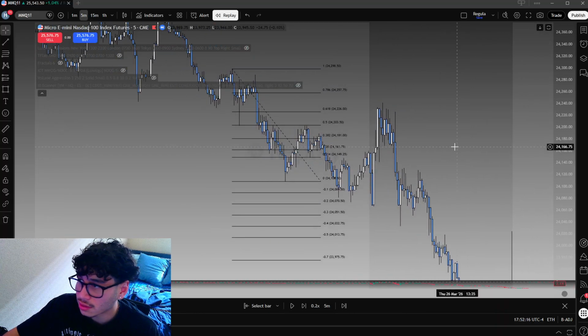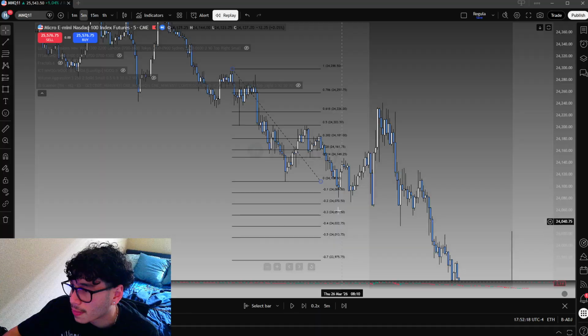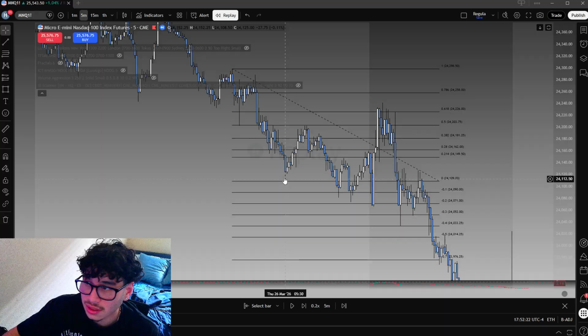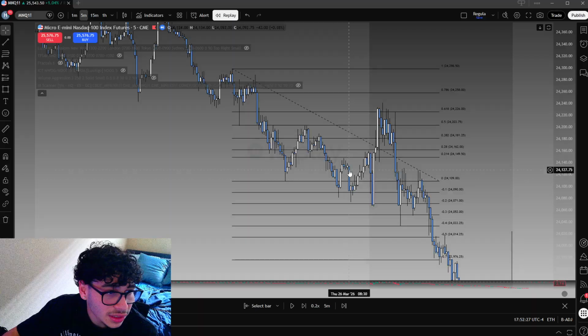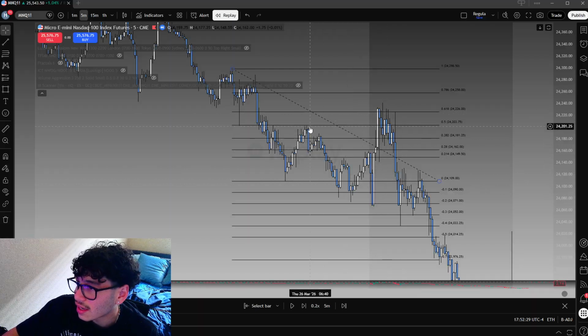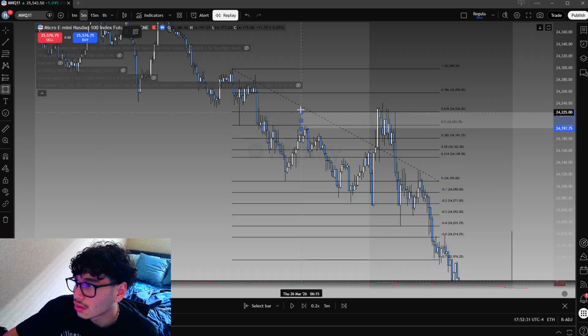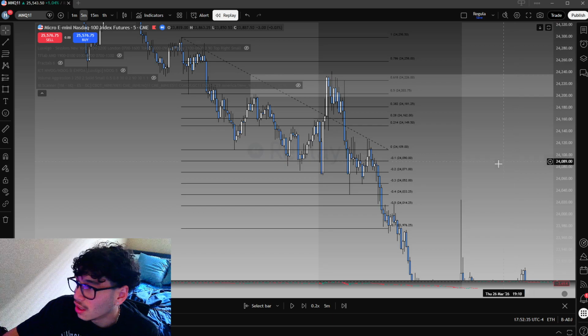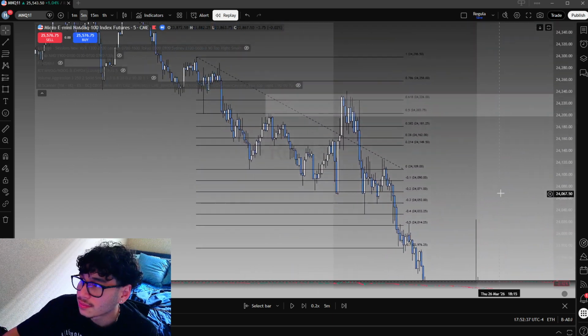I don't know how I feel about this one. It still plays out, but if you were to place it down here to this low after it made this leg, you see it taps the 0.5, rallies back down, comes back and tests the same area here, and then it finally just dumps all the way down.